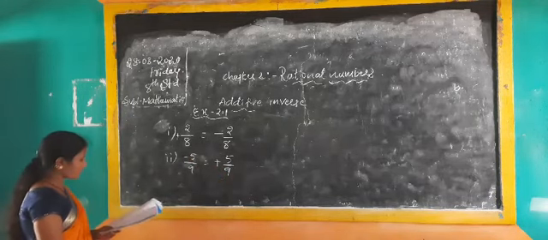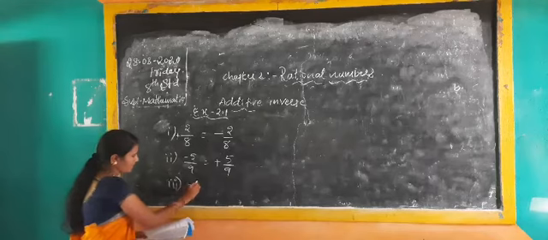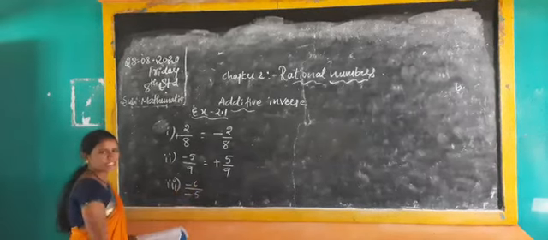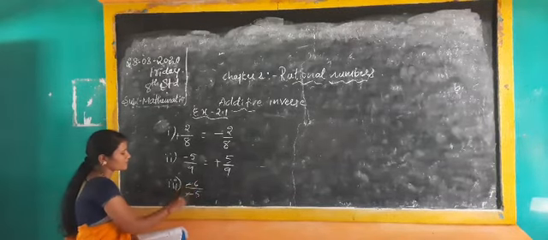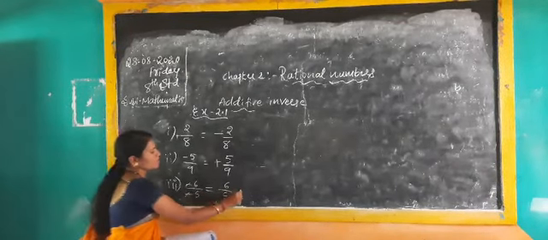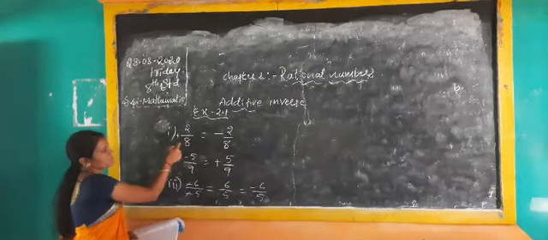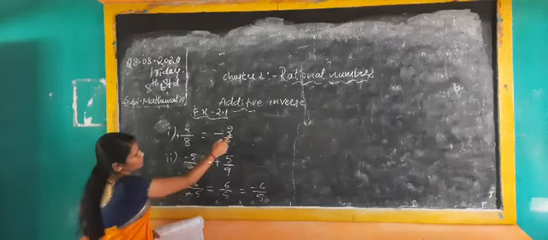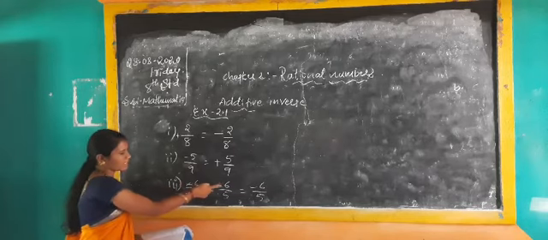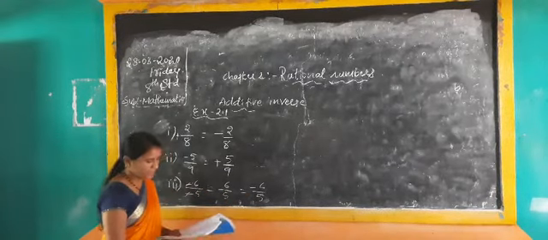Next, see the third one. What is there? Minus 6 by minus 5. Here both signs are given as minus, which means you have to cancel the minus and you will get 6 by 5. Now the additive inverse of 6 by 5 will be minus 6 by 5. Understood? Unlike minus 2 by 8, where you directly change the sign, here both are negative, so first cancel the negatives, and you get 6 by 5. Its additive inverse will be minus 6 by 5.